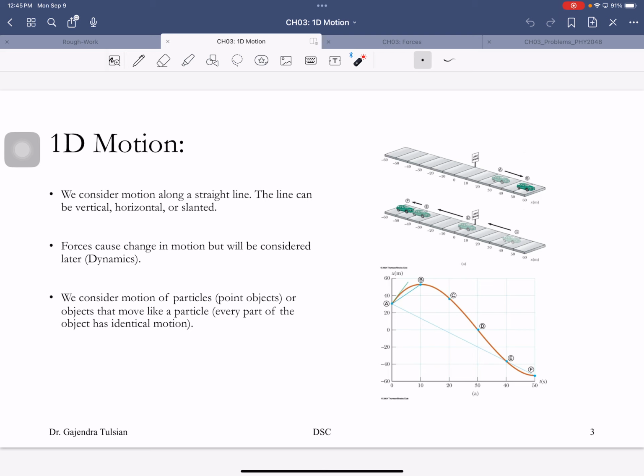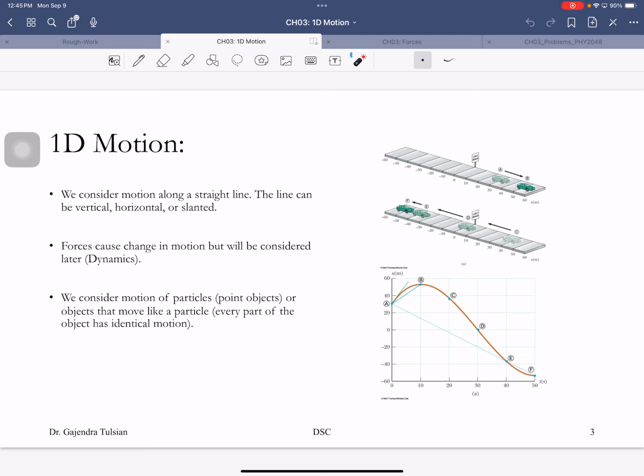So what is this graph telling you? At 0 seconds, the object is at 30 meters. At 10 seconds, it's at 50 meters. At 20 seconds, it's back at slightly less than 40 meters. At 30 seconds, it's there, and 40 seconds, it's there. 50 seconds, it's there. So this graph is completely describing the motion, and you can get any information you want out of this graph.